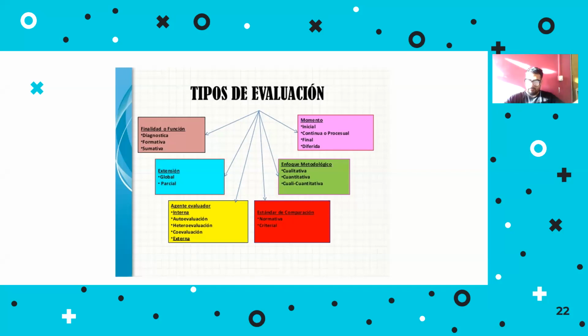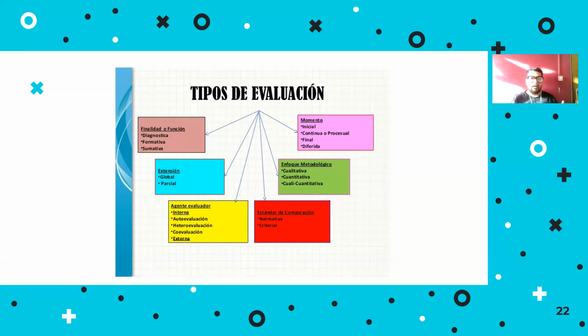It could be qualitative, quantitative, or a combination of both. And it could be done at the beginning. It could be procedural during the whole class. It could be final, or it could be asynchronic, which means that you evaluate something that happened either years ago or last semester, et cetera. So there are many types of evaluation.